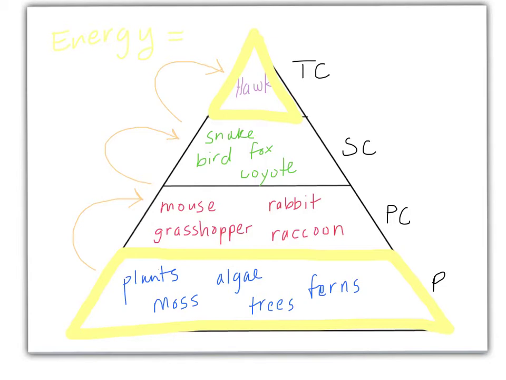So what we need to understand then is that not all of the energy moves from the plant to the mouse. In actuality, it's only about 10% of the energy that moves from the plant to the mouse.